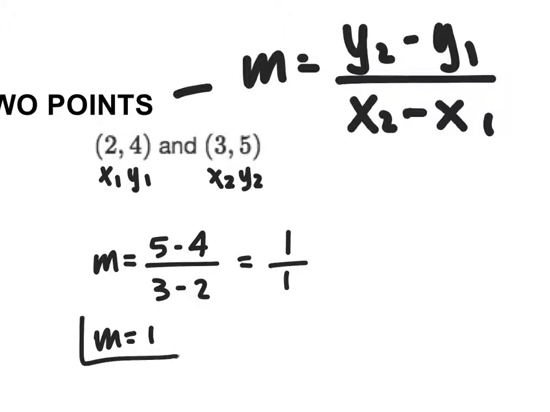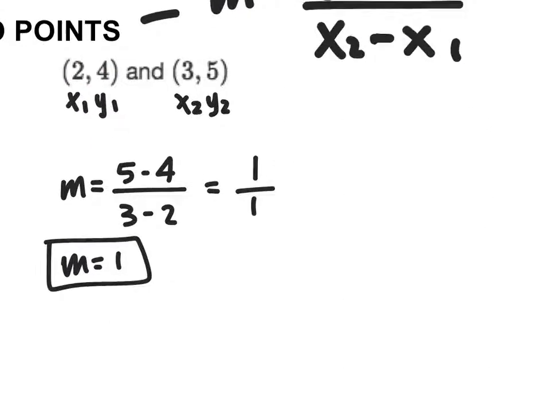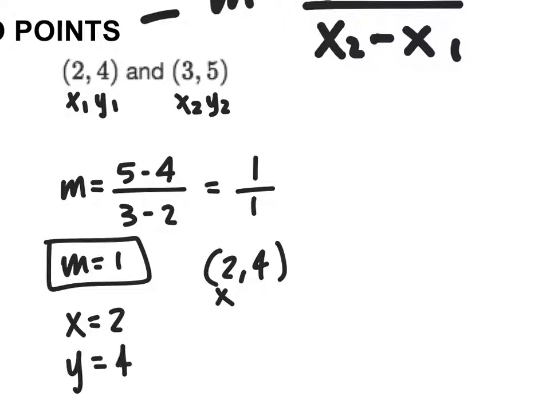Now, to choose the point that we want, it doesn't matter which one we choose. Typically I choose the first one, depending on the numbers. Typically I choose the small numbers, and positive small numbers. So we're dealing with 2 and 4. Using the point 2, 4, I know that my x value from that point is 2, and my y value from that point is 4.